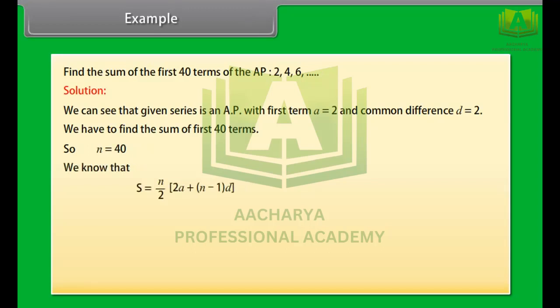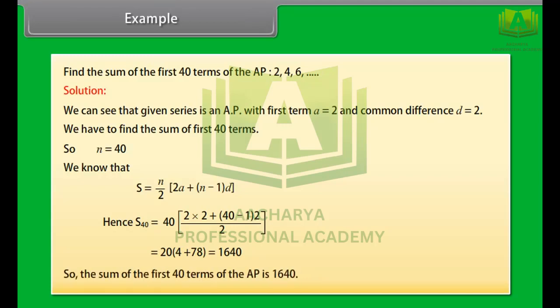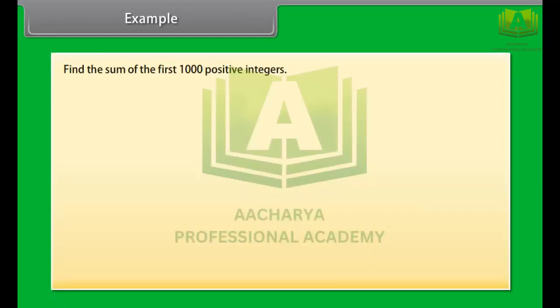We know that S is equal to n upon 2 into (2a plus (n minus 1) into d). Hence, S40 is equal to 40 upon 2 into (2 into 2 plus (40 minus 1) into 2), which is equal to 1640. So the sum of the first 40 terms of the AP is 1640. Find the sum of the first 1000 positive integers. Let S be equal to 1 plus 2 plus 3 plus so on plus 1000.